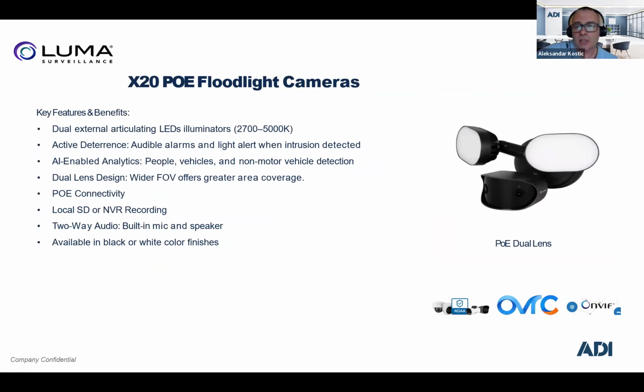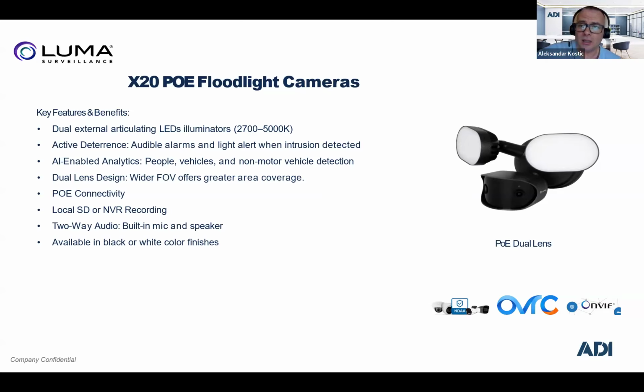So the main characteristics of the X20 PoE floodlight cameras is that beside dual LEDs, they have built-in active deterrence. They also have the standard AI functionalities regarding motion detection, which means they are able to detect the type of motion: human motion, vehicle, or non-motor vehicle motion. They have a dual lens design built in, which provides a wider field of visibility.